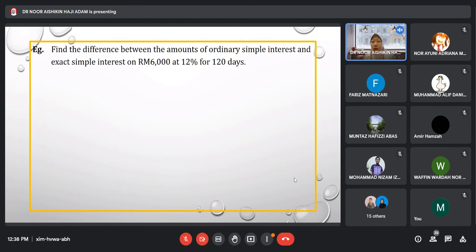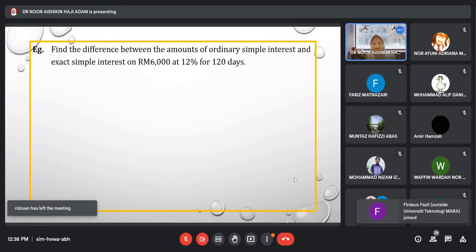Find the difference between the amounts of ordinary simple interest and exact simple interest on 6,000 ringgit at 12% for 120 days. Okay, I have the solution, so I'm just going to show it to you because we want to compare between exact simple interest and ordinary simple interest. Number of days here is 120 days, yeah?